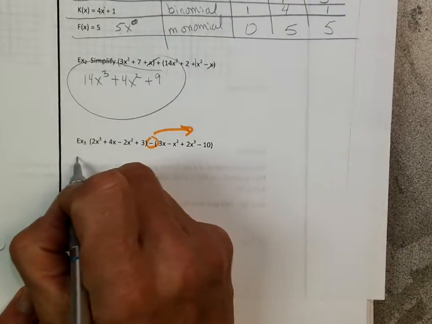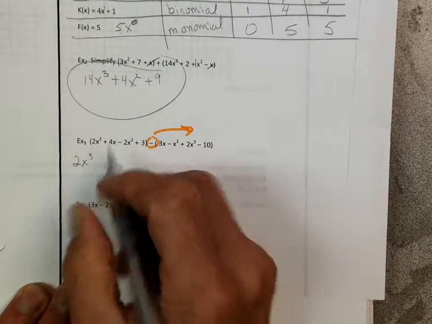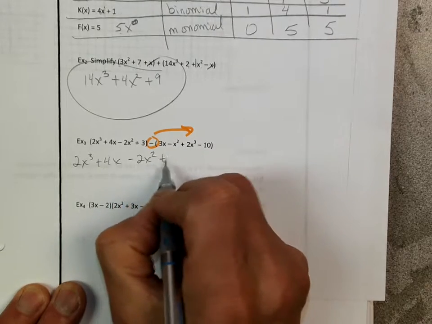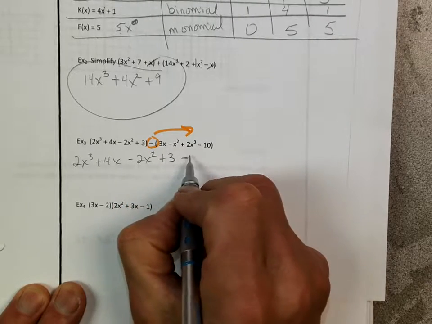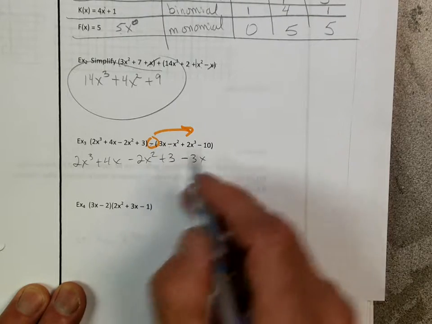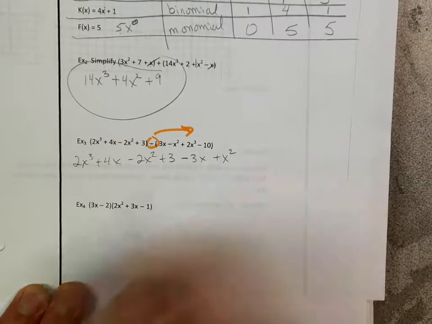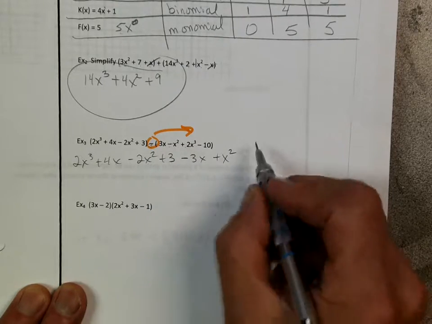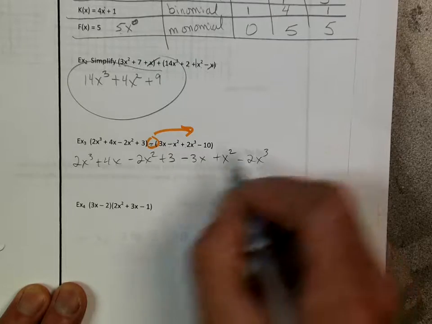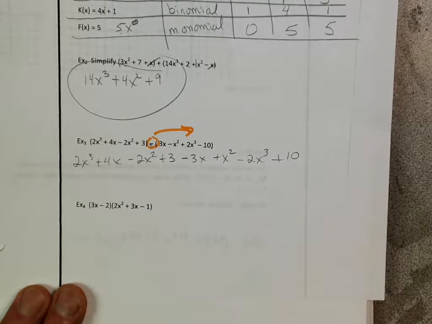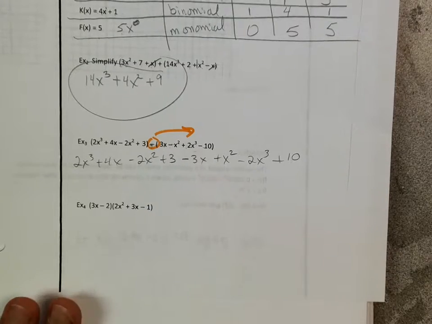So I'm going to rewrite as a 2x cubed plus a 4x minus 2x squared plus 3. But then I'm going to have a minus 3x. I'm going to have a positive x squared. It just helps me because I would make a mistake. I'm going to have a minus 2x cubed, and I'll have a positive 10. Okay, so what I did is I just brought the negative through and made it an addition problem.